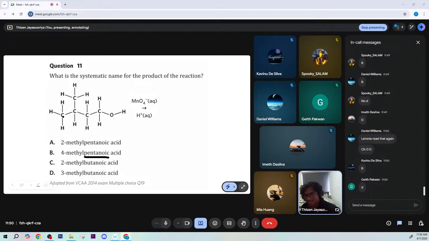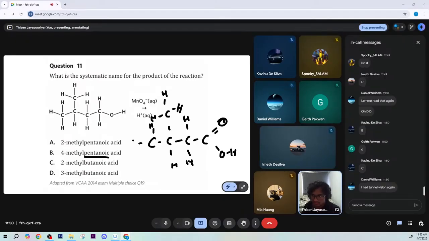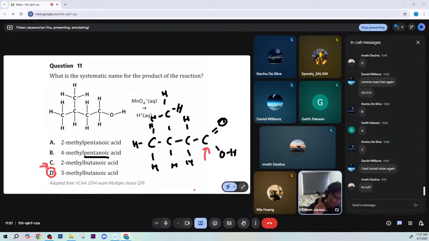It's not pentanoic acid. Nowhere in this chain is there pentanoic acid. Here we have C, C, C, C. And what's happening here is that this carbon at the end is going to become a carboxylic acid, COOH. Now, the reason why this is D and not C is because the carboxylic acid group is always on the first carbon. It's always on the first carbon.